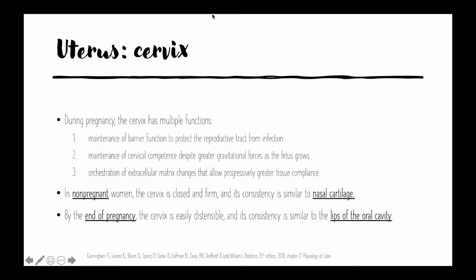During pregnancy, the cervix has multiple functions, and these are the following. So, it maintains the barrier function to protect the reproductive tract from infection. It maintains the cervical competence despite greater gravitational forces as the fetus grows. And it orchestrates extracellular matrix changes that allow progressively greater tissue compliance. In non-pregnant women, the cervix is closed and firm, and its consistency is very similar to that of the nasal cartilage. By the end of pregnancy, the cervix is easily distensible and its consistency is similar to the lips of the oral cavity.